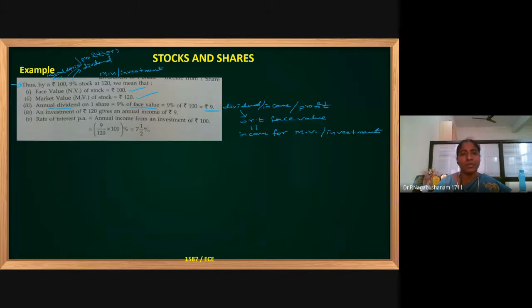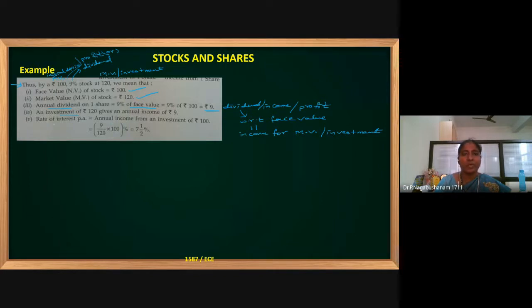Investment is 120 rupees. Initial deposit means face value. Investment means market value. We should be very clear on the terminologies; only then will we not get confused when solving problems. This is just an example from the statement, and we are trying to understand many details.